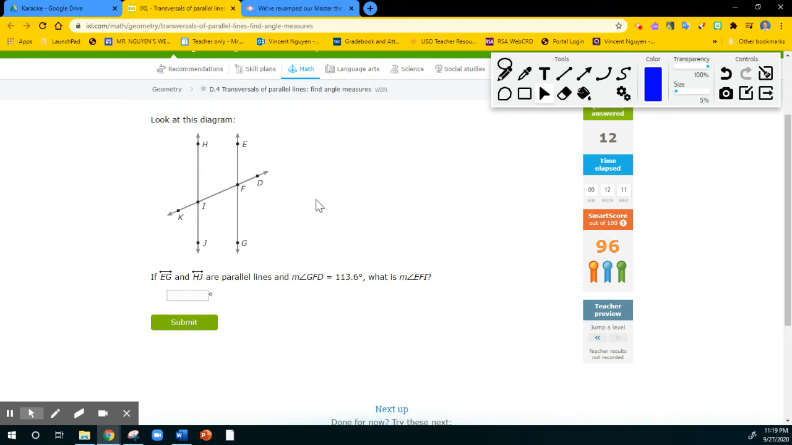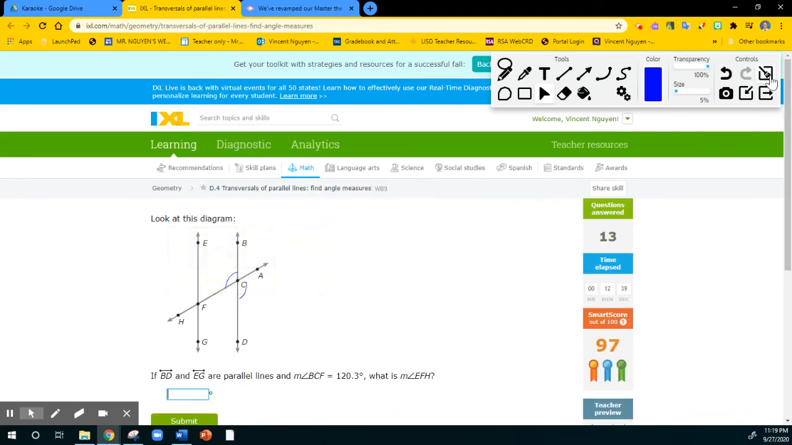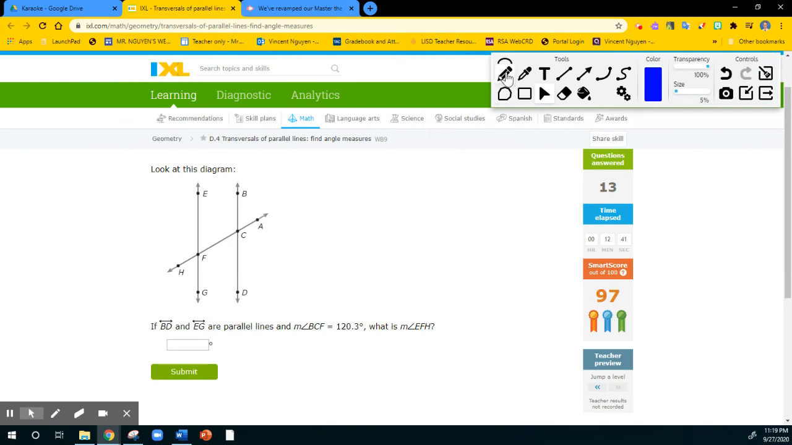This is inductive reasoning, right? There's a pattern. It keeps giving us congruent relationships. So I'm guessing from now until 100, it's all congruent relationships. EFI is this one right here. GFD, vertical angles again, congruent. 113.6. It's not going to give us any supplementary whatsoever. Wow.